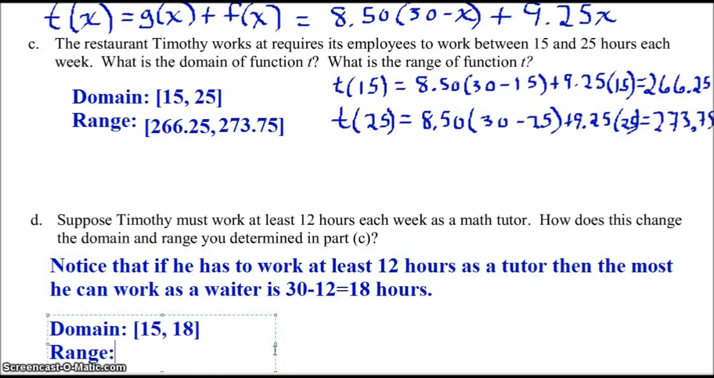And then the range, now our minimum value here is the same, and remember that we got that just by evaluating T of 15. So the lower portion of our range is T of 15, and then the upper portion is going to be T of 18. The lower value is 266.25, and then we can just plug 18 into our calculator.